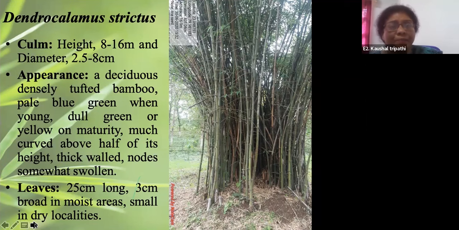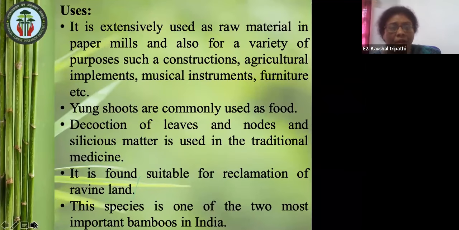Next slide, please. And Dendrocalamus strictus is a difficult to root species for vegetative propagation, and we get a lesser rooting percentage through culm and culm branch cuttings in Dendrocalamus strictus.